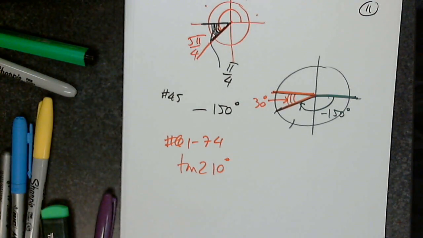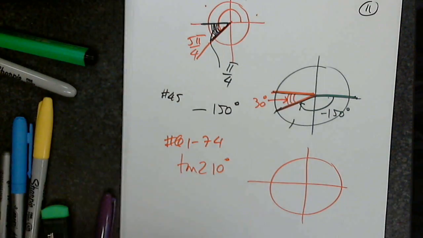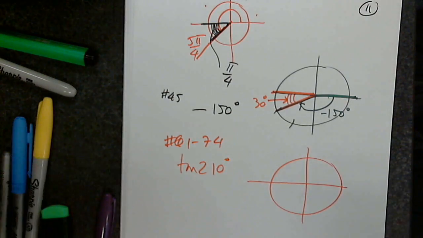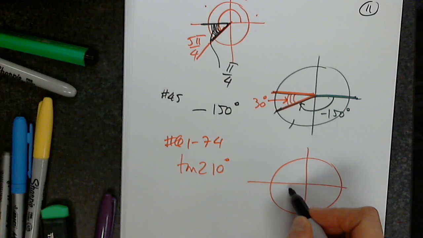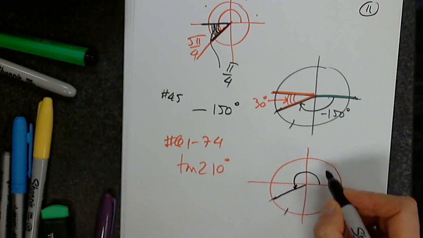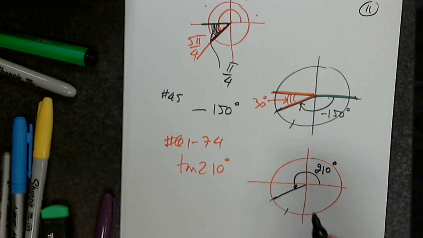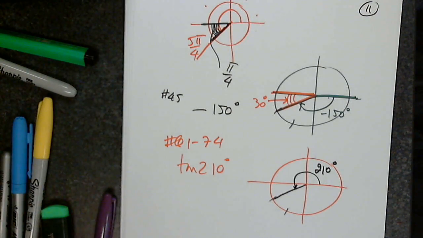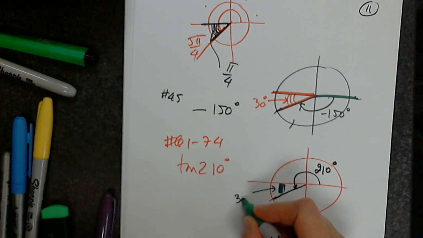In this problem, we are specifically asked to find tangent, nothing else. We're not asked to find the other trig functions. I have to picture this. This is a positive angle. I know that this is 180 degrees. How much more am I going further? 30. So this is 210 degrees. Now, can anyone give us the reference angle? The reference angle is 30 degrees.